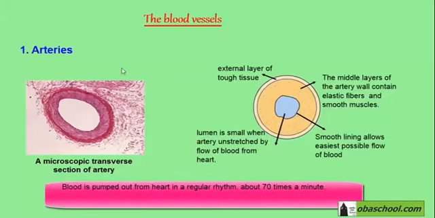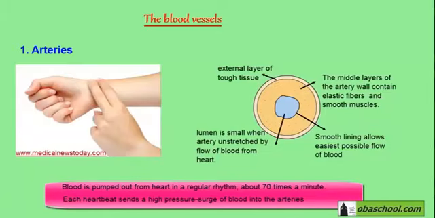Around 70 times a minute, blood is going to be pumped out of the heart. And we know that blood is pumped out of the heart through arteries. With every heartbeat, every time blood is pumped out of the heart, we have a high pressure surge of blood being sent into the arteries. And you can actually feel this by placing your fingers on your wrist. The pressure you feel is the blood flowing into your arteries due to the pressure every time your heart beats, which is around 70 times a minute.